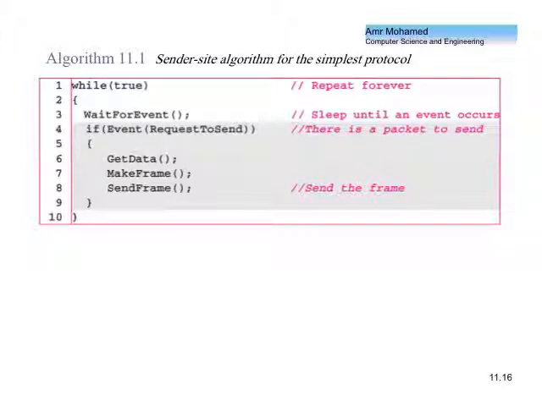Okay? So this is the simplest way. So loop forever, wait for one single event. If the event comes, just get the data, grab the data, make the frame, send it. That's it. Okay? So I don't need to do anything special.